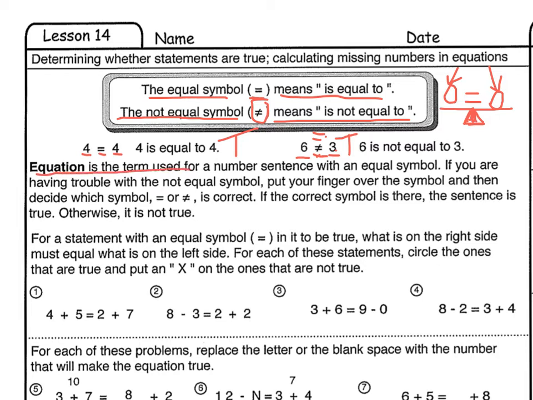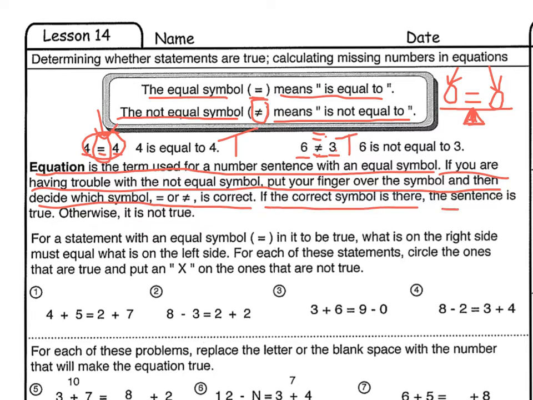Equation is the term used for a number sentence with an equal symbol. This whole thing is an equation, because you have an equal sign right there. Anything with an equal symbol is an equation. If you are having trouble with the not equal symbol, put your finger over the symbol and then decide which symbol, the equal or not equal, is correct. If the correct symbol is there, this sentence is true. Otherwise, it is not true. This can be a little tricky.